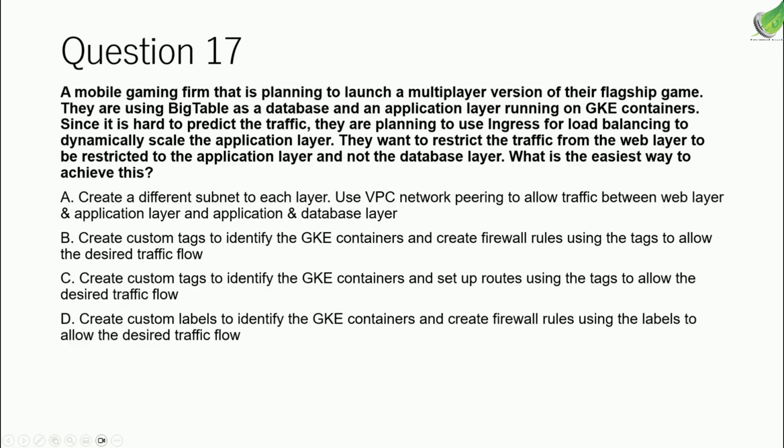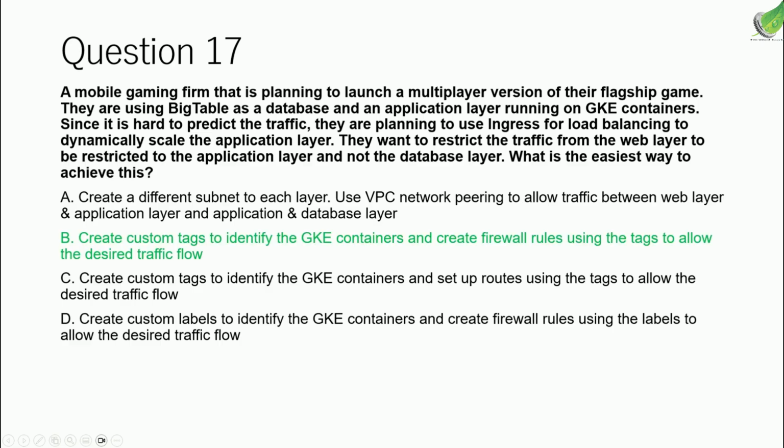Now for option D. This is also incorrect due to a very specific but important terminology issue in Google Cloud. GCP's VPC firewall rules do not use labels to target resources. They use network tags or service accounts. While Kubernetes itself uses labels all the time, the VPC firewall, which operates at a lower level, does not. So you can't create a VPC firewall rule based on a label.